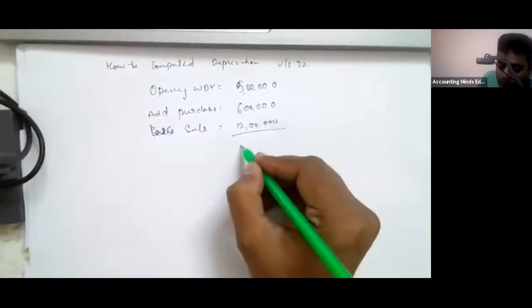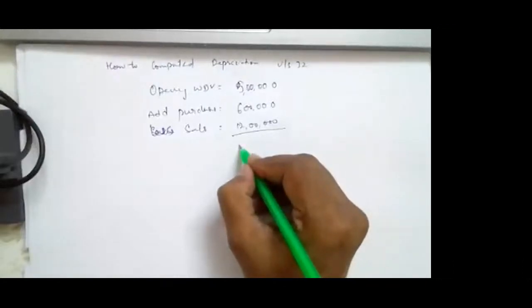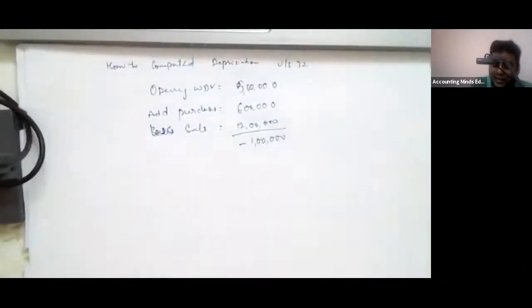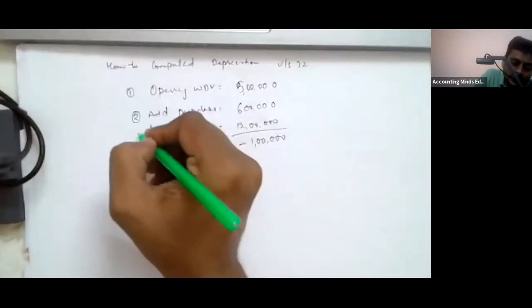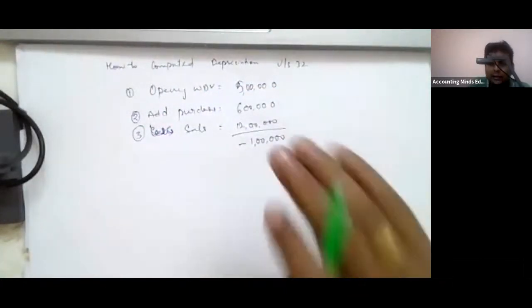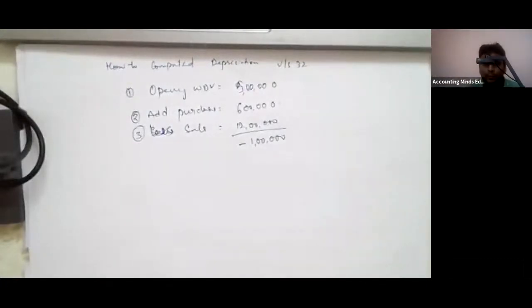So, what's the value? Negative 1 lakh. Sir, how can I calculate depreciation on a negative value? Okay. So, my dear friends, you don't have to calculate any depreciation here. Understood? Yes. So, step 1, step 2, step 3. After step 3, whatever value you get, if it is positive, you calculate depreciation.